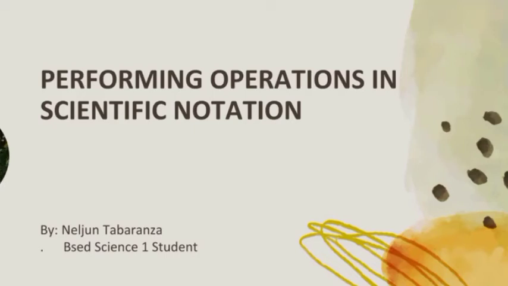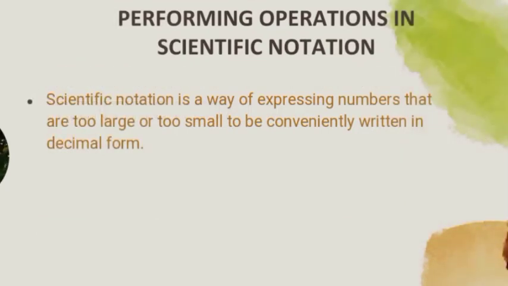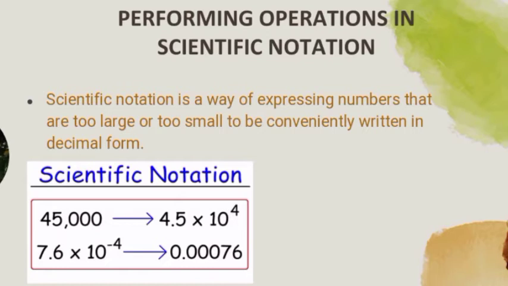Performing operations in scientific notation. So I know you have a little background about what scientific notation is. So let's first define what scientific notation is. Scientific notation is a way of expressing numbers that are too large or too small to be conveniently written in decimal form.